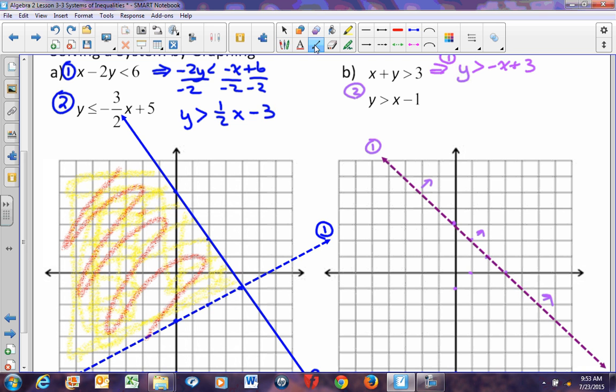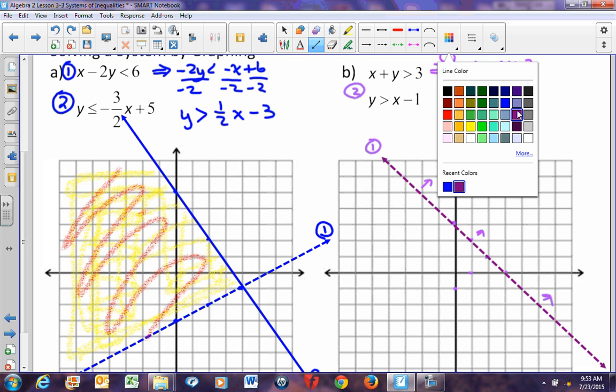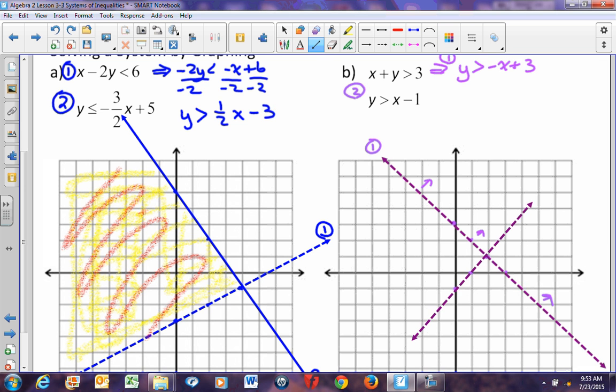Again, I need to get the line the way I need it. And then it would be like so. Almost a nice spot, not quite.